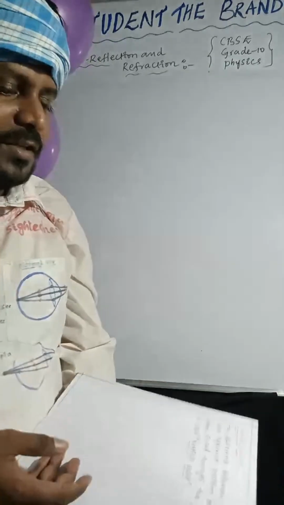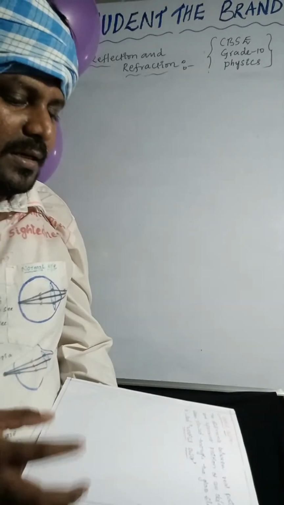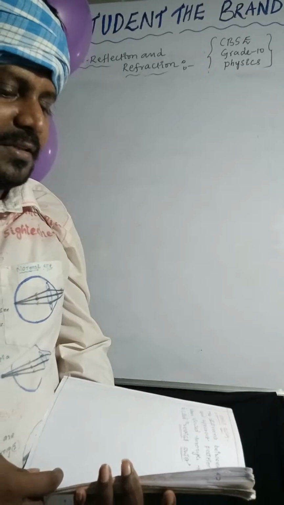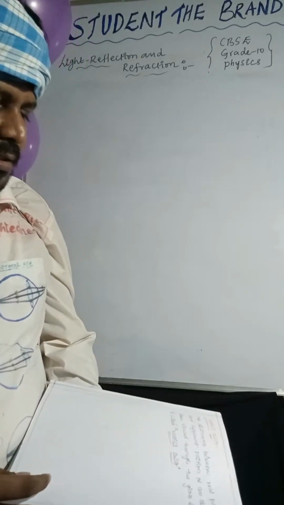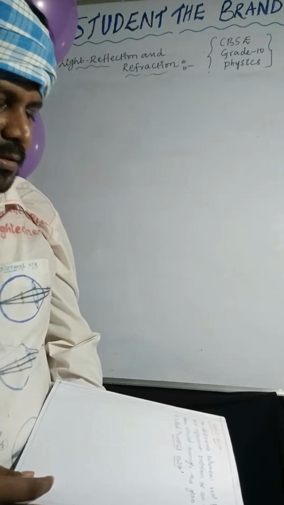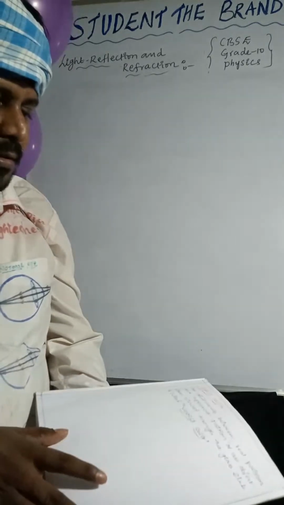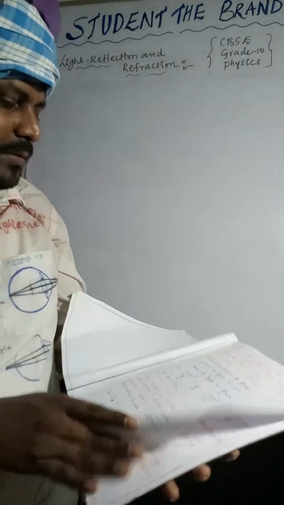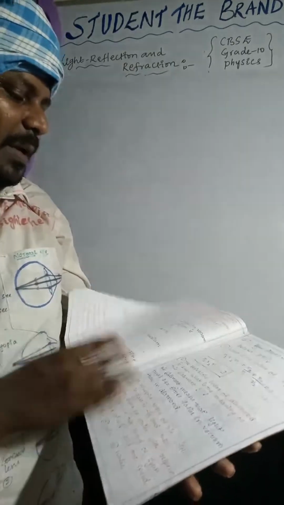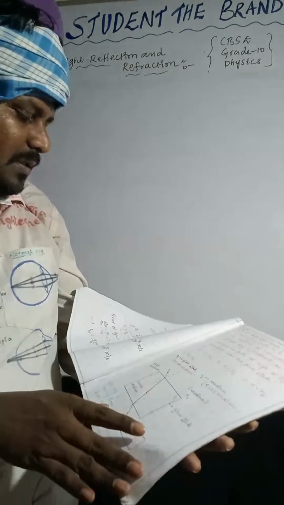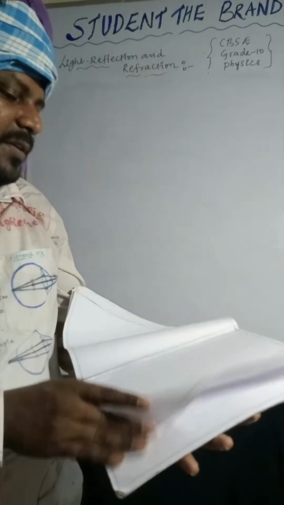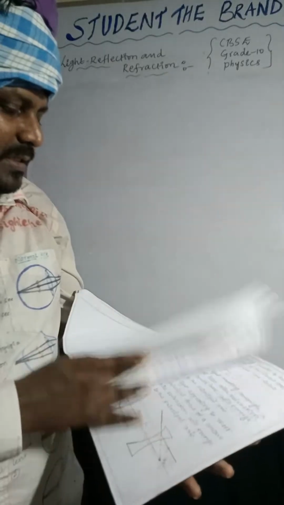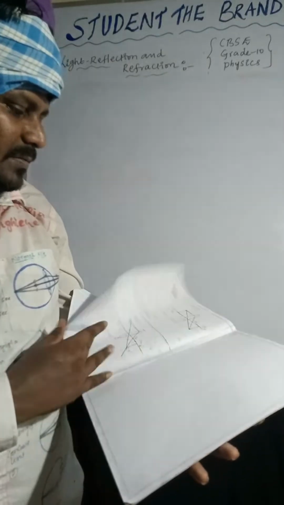Okay, so thank you so much. Dispersion and diffraction. Okay, one more example. Absolute refractive index, relative refractive index.